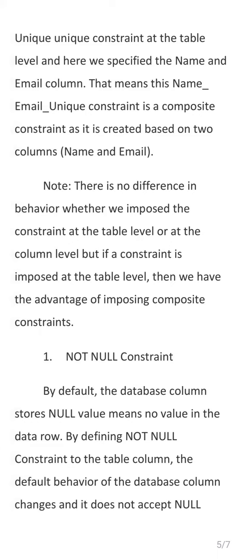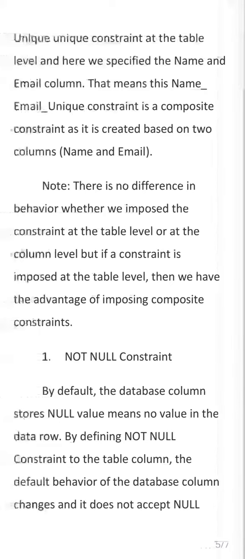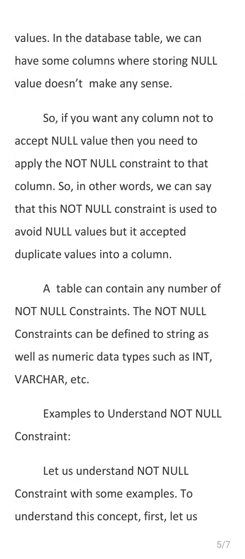So by default it is null, right? So it cannot be null. Whenever it sees the null, it throws an error. Okay, in the database we can have some columns where storing a null value does not make any sense, right? So for these columns we can impose the constraint not null. So if you want any column not to accept null values, then you need to apply the not null constraint.